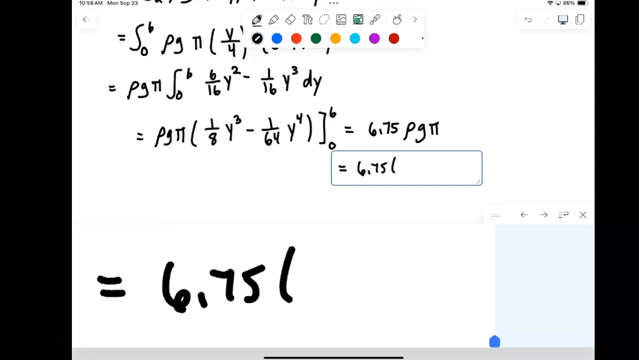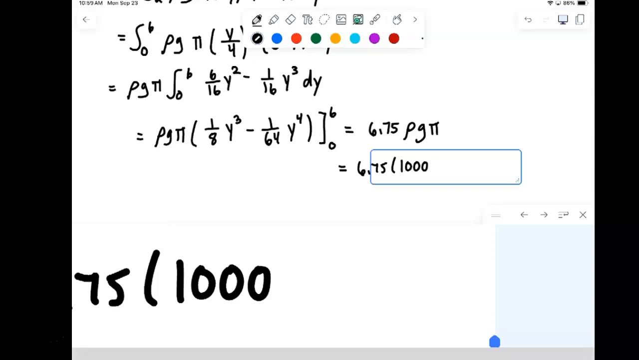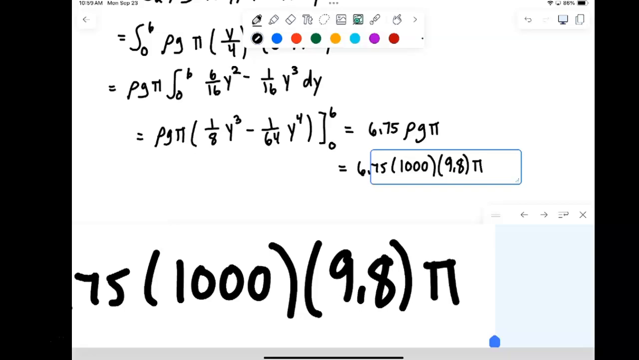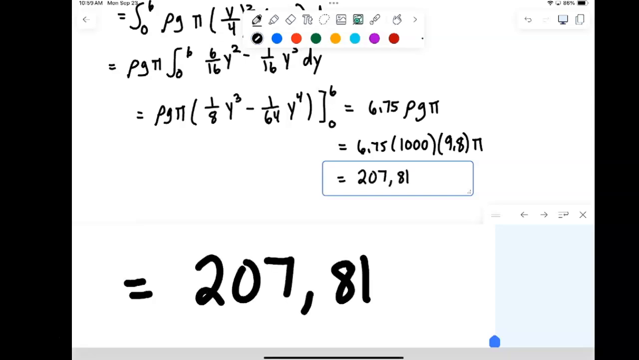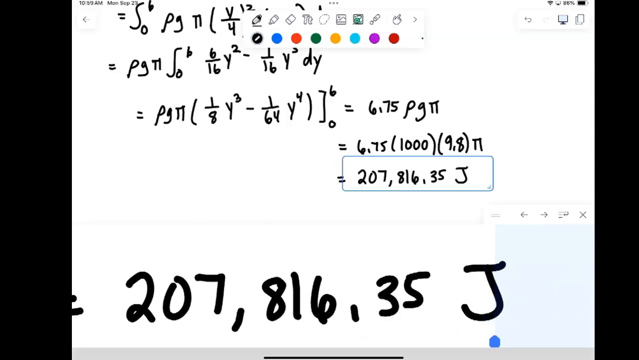Now, if you're dealing with water, the density of water is 1,000, I think that's kilograms per cubic meter, if I recall correctly, and then times gravity, and of course times our pi. Right? And when you do that, you will find out that it will take 207,816.35 joules of work to empty that conical tank.